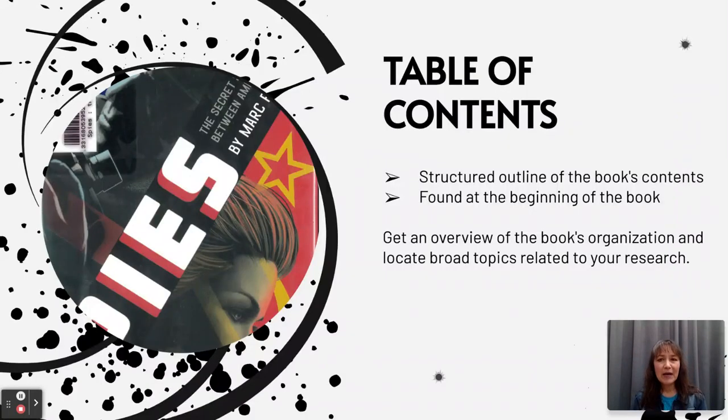So now we want to talk about the table of contents. The table of contents is a structured outline of the book's contents found at the beginning of the book, and you can get an overview of the book's organization and locate broad topics related to your research there. So you're just going to open up the front of the book and find the table of contents.